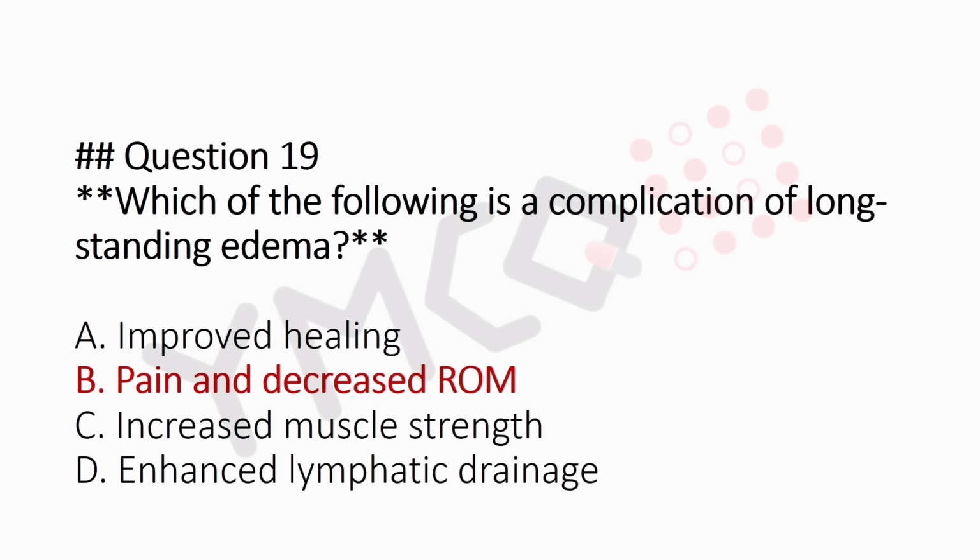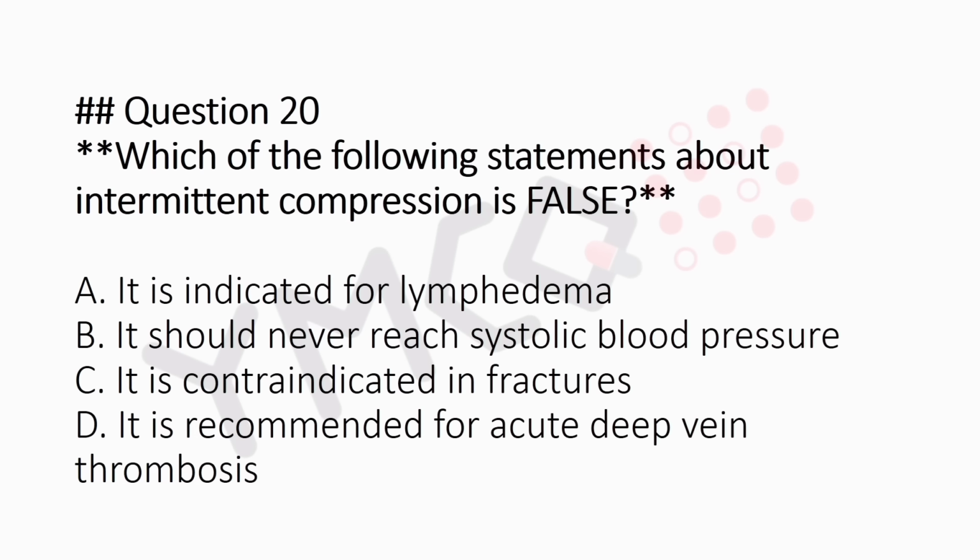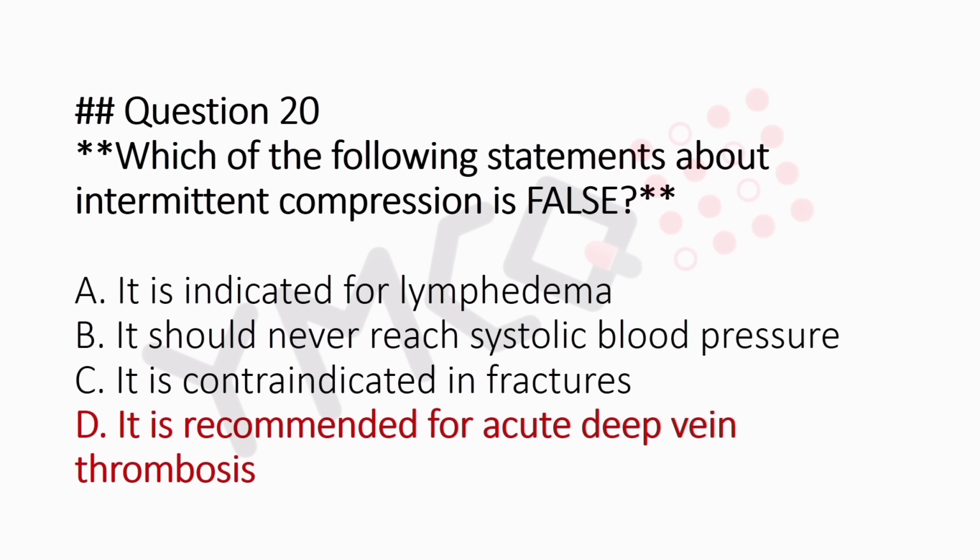Now let's move to question number 20. Which of the following statements about intermittent compression is false? Option A, it is indicated for lymphedema. Option B, it should never reach systolic blood pressure. Option C, it is contraindicated in fractures. Option D, it is recommended for acute deep vein thrombosis. And the answer is option D, it is recommended for acute deep vein thrombosis.